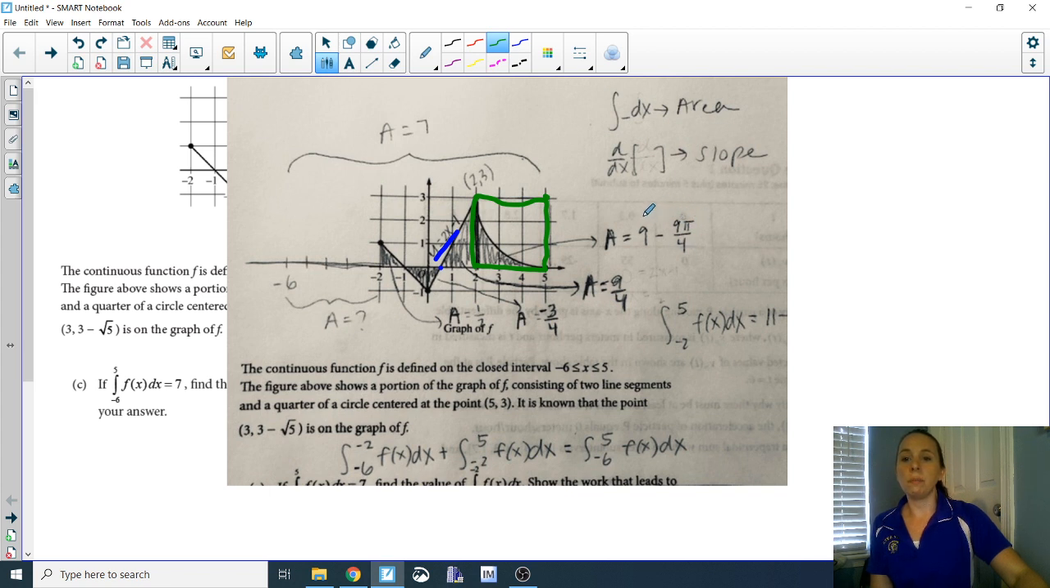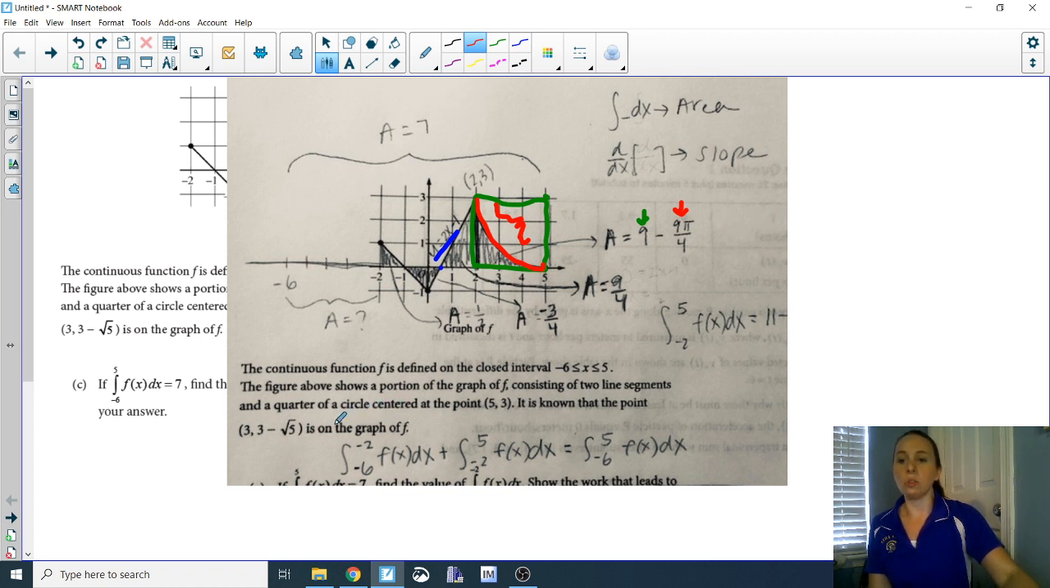So this 9 is the area of the square that I outlined in green. This 9/4 pi is the area of the quarter of a circle that I just outlined in red and did a little weird squiggly. And so the area of the shaded region that we need is 9 minus 9/4 pi. Okay. All right, so that sets me up to be able to answer part C easily.